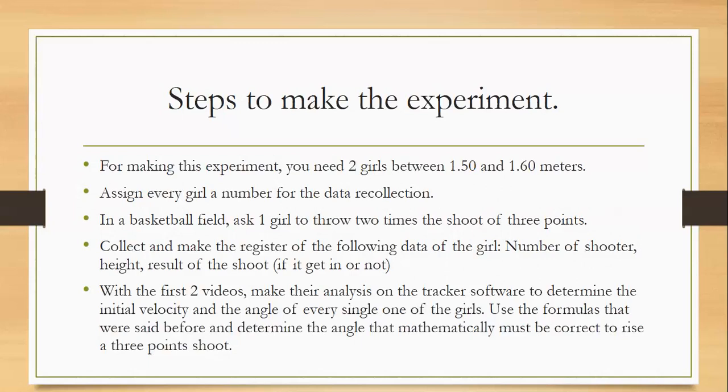After that, with the two videos, you need to make the analysis on the Tracker software to determine the initial velocity and the angle of every single one of the girls. You have to use the formulas that we mentioned before to determine the angle that mathematically must be correct to make the three-point shot.